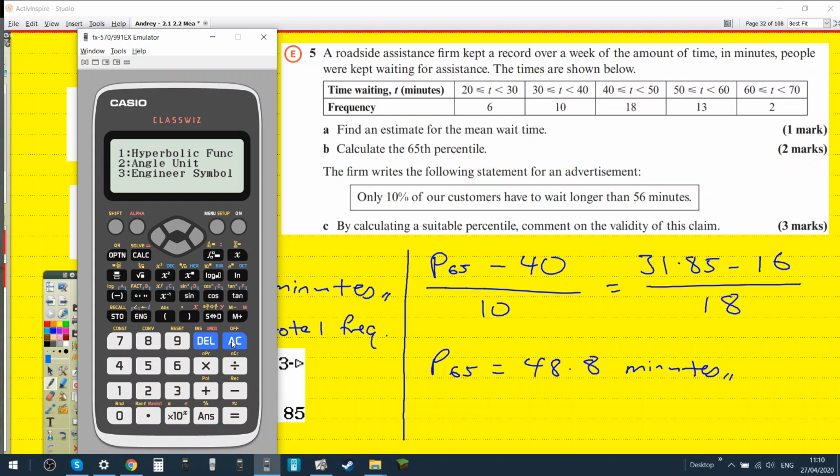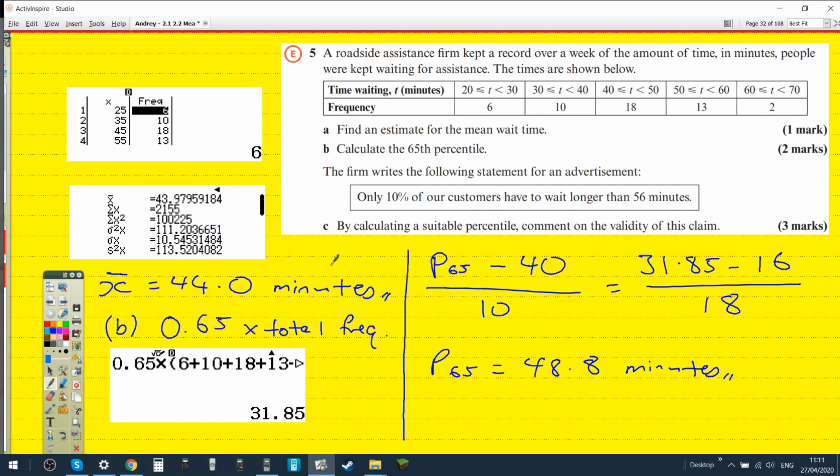So the frequency added up is 65, isn't it? I don't know. No, it's 49. Sorry. So total frequency is 49. So you have to do 49 times 10%. I think that would be towards the bottom 10%. I think for this one you'd find the 90th percentile. So P90.